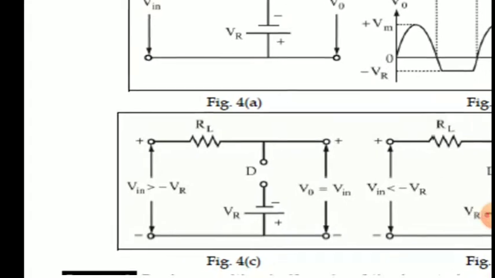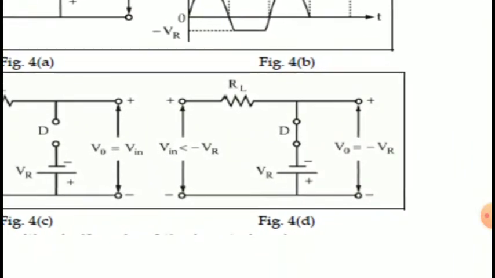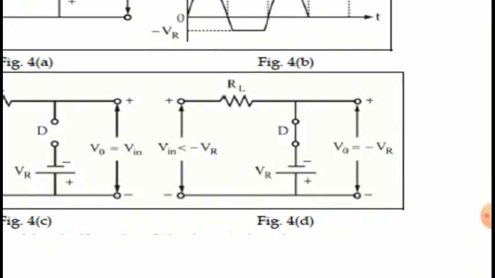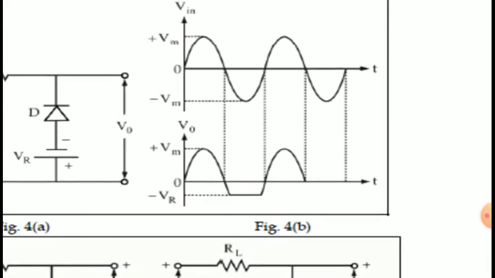What happens when the input is less than minus VR? Again, consider the voltage at the positive terminal VP and the voltage at the negative terminal VN. For the relative voltage, the diode will be forward biased, and the diode will act as a short circuit. We take the output across this portion, so the output will be equal to minus V reference voltage. So for the section V input less than minus VR, some portion of the negative half cycle of the input waveform will be clipped off and replaced with minus VR, the minus V reference voltage. That's how we got this waveform.